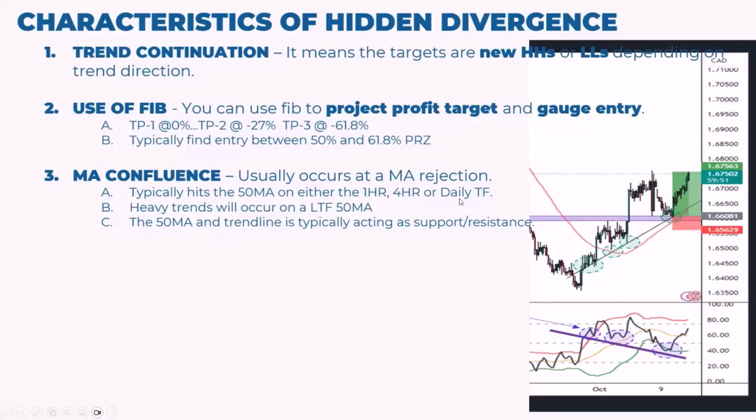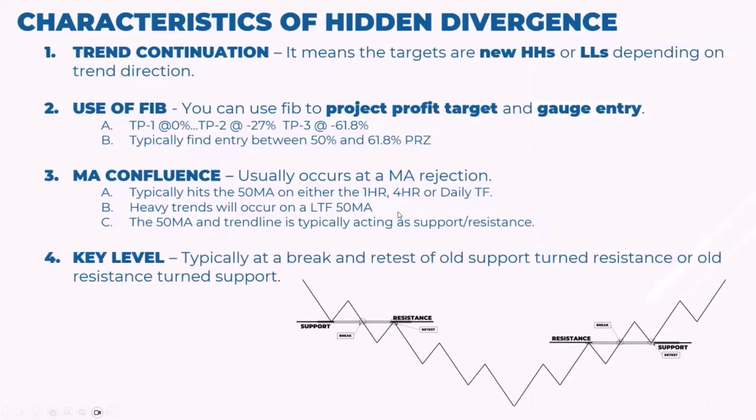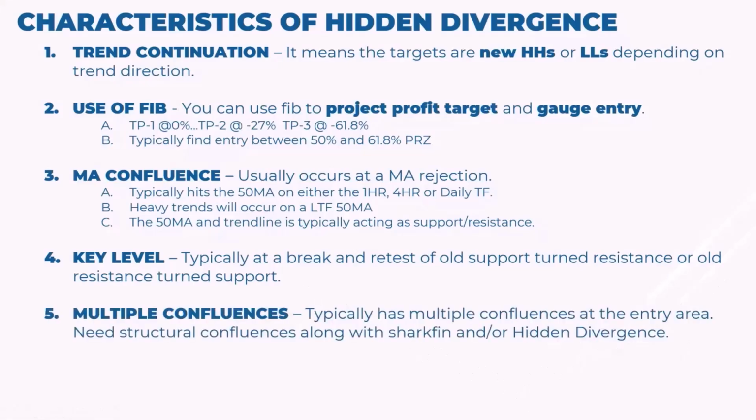Right? So we look for those confluences to be there. And then usually this stuff is happening at a key level. So it's happening at a place where there was old resistance turned support in a bullish market, or old support turned into resistance in a bearish market. So there's a lot of confluence at one area. And whenever you see a lot of stuff happening at one area, you can get confident that price is going to go in your direction. Right? Makes life easy for us.